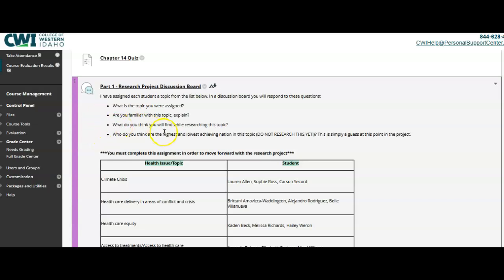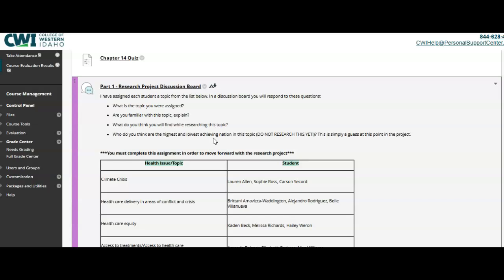What do you think you will find? And then who do you think are the highest and lowest achieving nation in this topic? Don't research it yet. It's really just a guess. And when I say nation, that means country. That does not mean South America or Europe. You have to identify an actual country that you think is going to be highest and lowest.